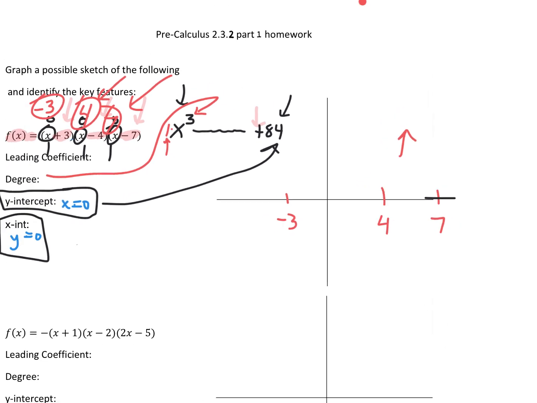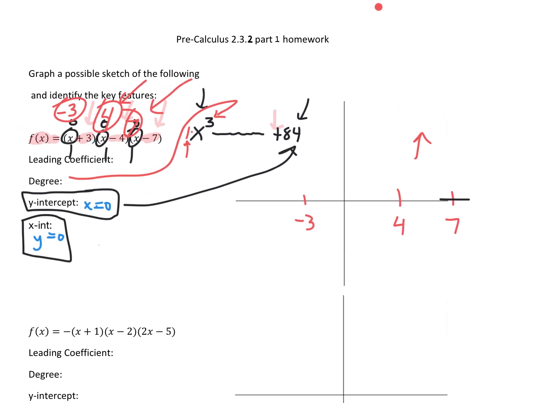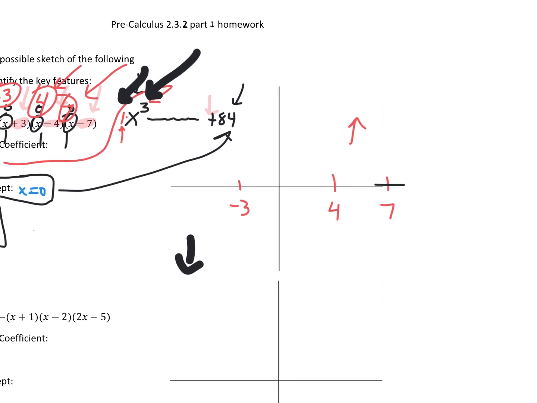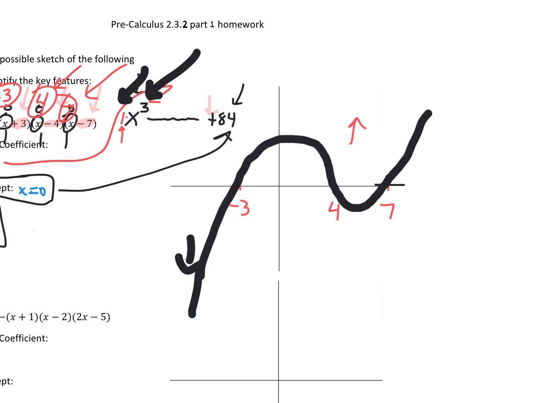And now, if this thing ends going up on the right because this is positive, now you look at this and it's odd, so that means it's going down on the left. And my final answer looks like there's no bounces because there are no things that are squared. And that's how my final answer looks.